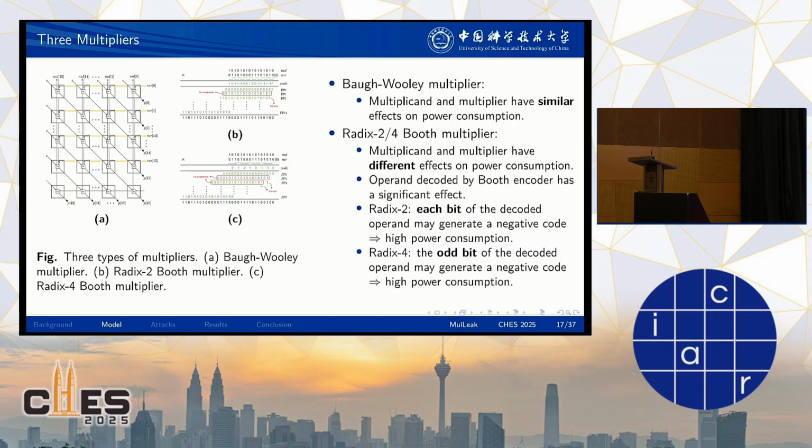For the non-Booth multiplier, the multiplicand and the multiplier have a similar impact on power consumption, but that's not the case for Booth multipliers. For Booth multipliers, the operand decoded by the Booth encoder has a significant effect. For the radix-2 Booth multiplier, each bit of the decoded operand may generate a negative code to produce a higher power consumption. For the radix-4 Booth multiplier, the odd bits of the decoded operand may generate a negative code to produce a higher power consumption.